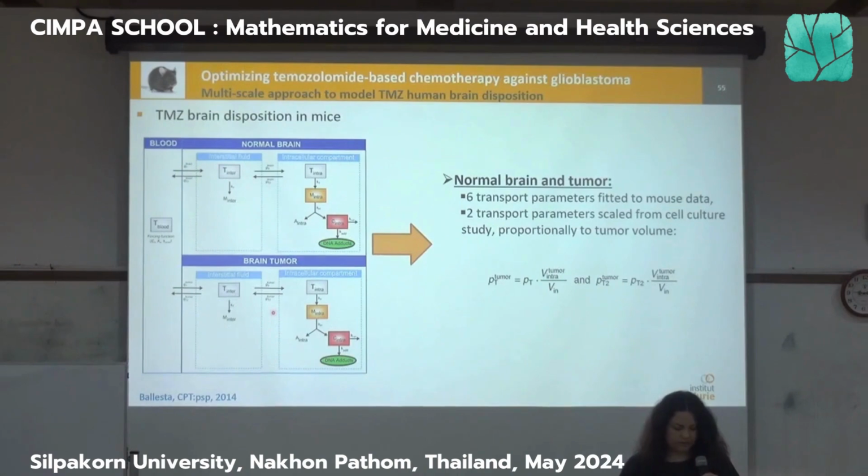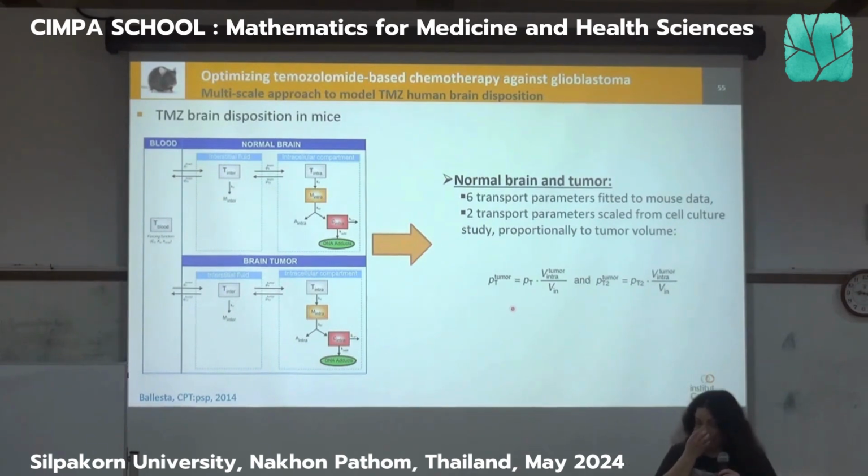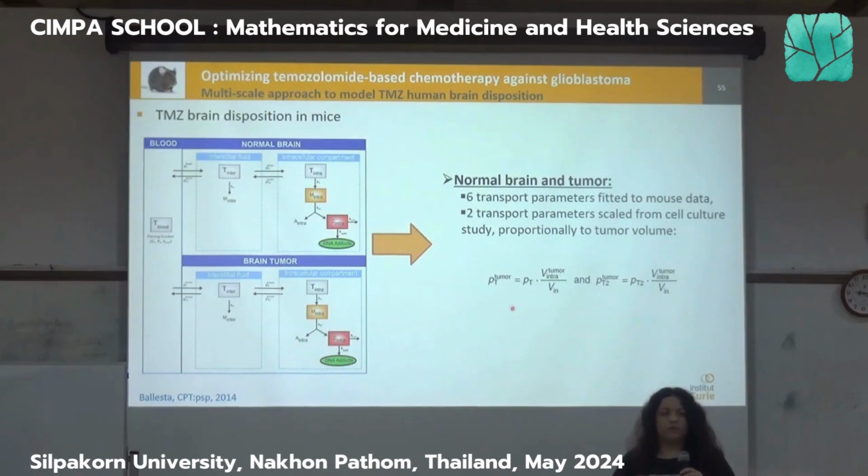And the way that we have done that is basically, because we do have information on these transport parameters from the in vitro data, we have just scaled proportionally to the volume. So as you can see, it's already an approximation because it would probably be better to scale with the surface. Actually, we will try and we'll talk about this later.